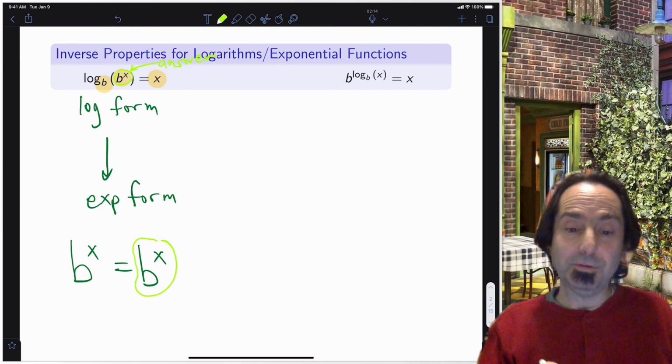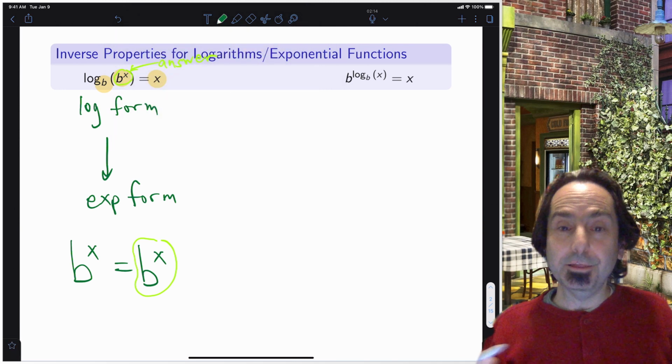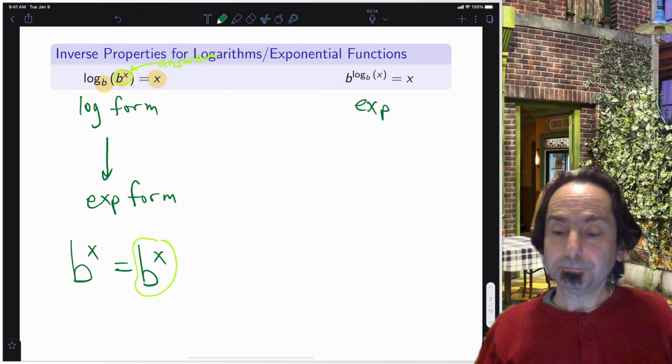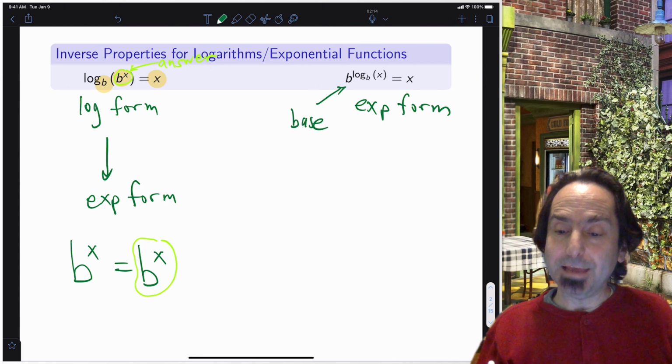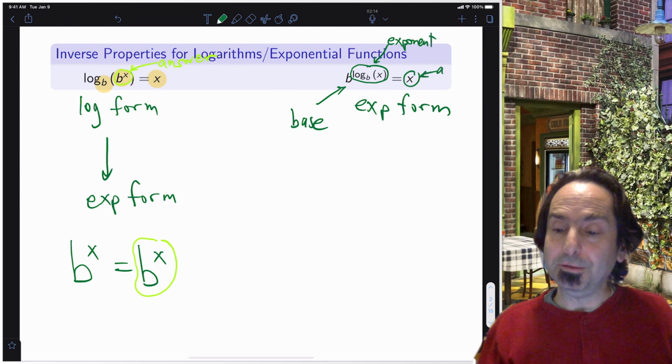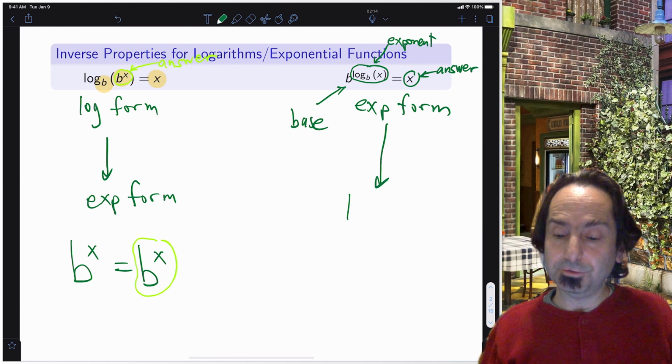Well, let's see what happens with the next one. This is exponential form. So this means that the base is b, and the exponent is a little bit complicated. That's the exponent, and then that means that x must be the answer. So let's just rearrange it. We can change it to log form.